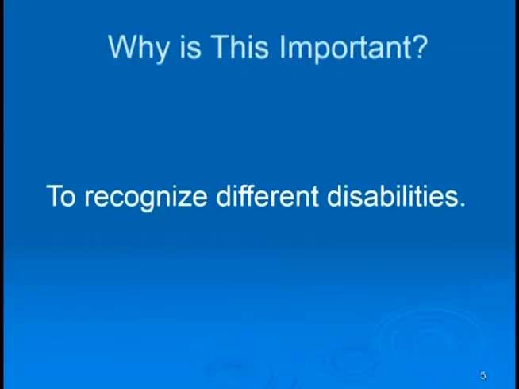Why is this important? To be able to recognize different disabilities. By having knowledge and understanding of the many different disabilities, the driver and monitor will be able to recognize the characteristics and accommodate the students according to their disabilities. For example, a student that is autistic may become upset if his routine is changed, such as a new fellow rider or a different seat on the bus.